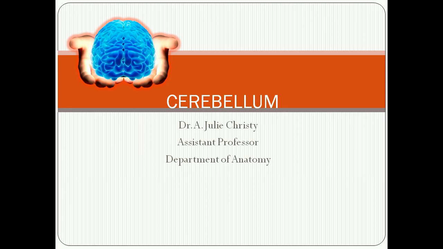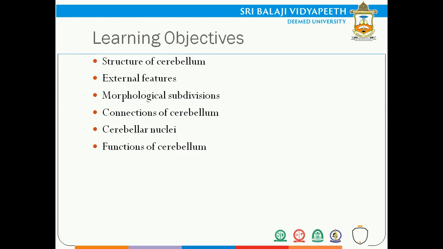The main function of the cerebellum is to maintain posture, maintain proper muscle tone and coordinate voluntary motor activities. Voluntary motor activities means the motor activities which are under your control and which you can perform by your own willingness. So this is a structure which is seen very close to the pons and medulla oblongata.